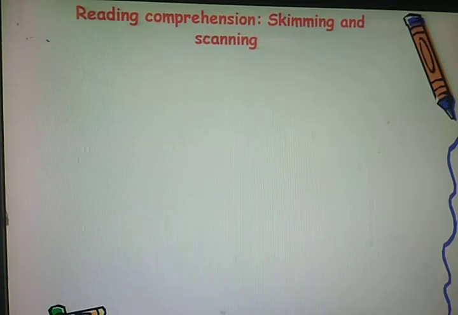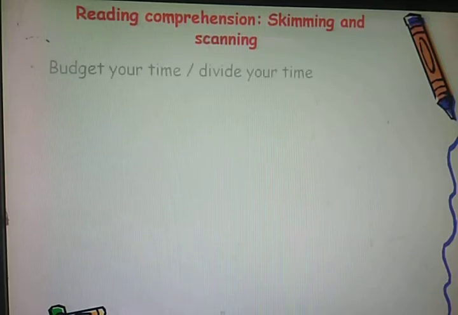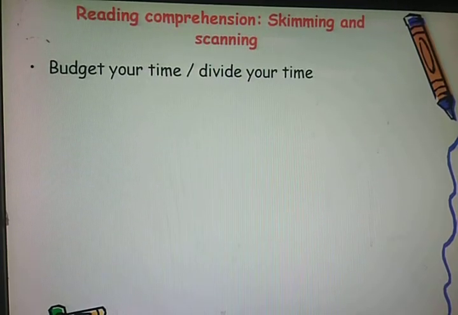Let's move forward. Reading comprehension technique: skimming and scanning. Skimming and scanning is another strategy to follow in reading comprehension. Let's see what it says. Number 1 point, budget your time. Divide your time. You have to budget your time, so that you can understand the passage, whether I should go directly to the passage, or I should read the question words first.